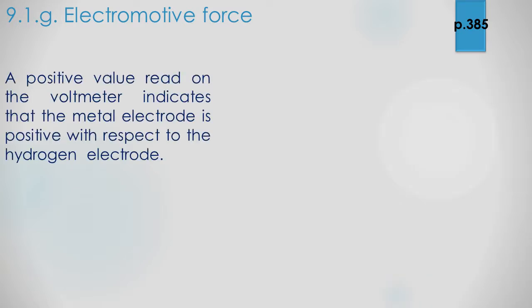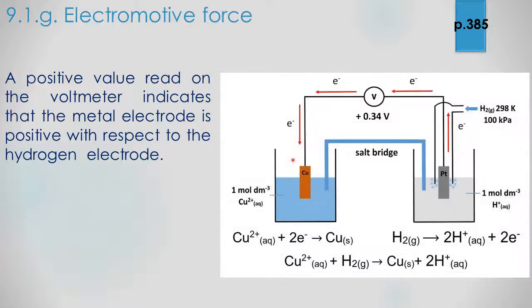A positive value read on the voltmeter indicates that the metal electrode is positive with respect to the hydrogen electrode. So if you are placing hydrogen gas and the voltmeter is reading a positive value, this means that the hydrogen is more reactive than the metal that you are measuring. In this case, H2 is more reactive than Cu. That's why the voltmeter is reading a positive value. And the electrons are flowing from the anode to the cathode.